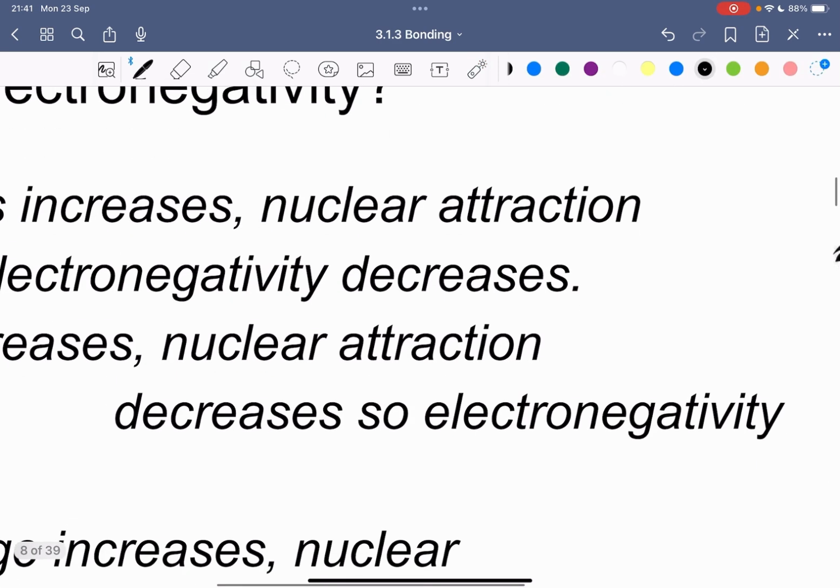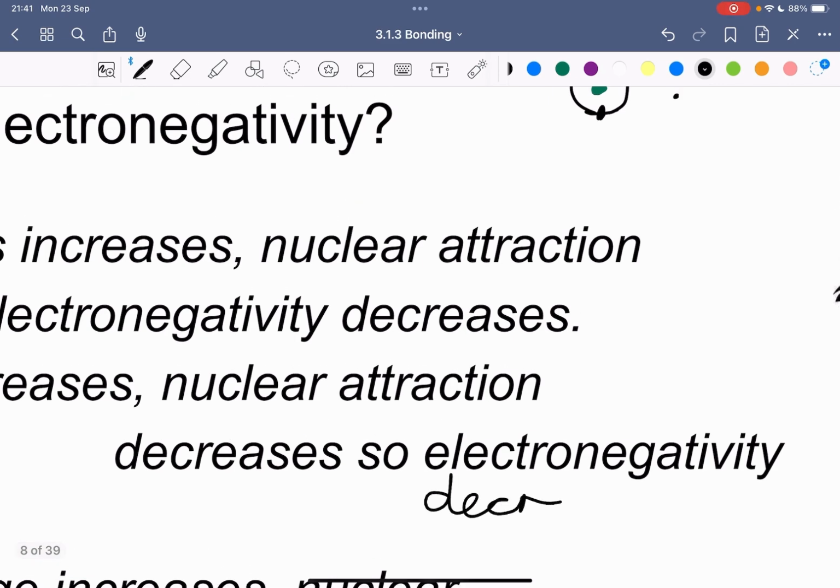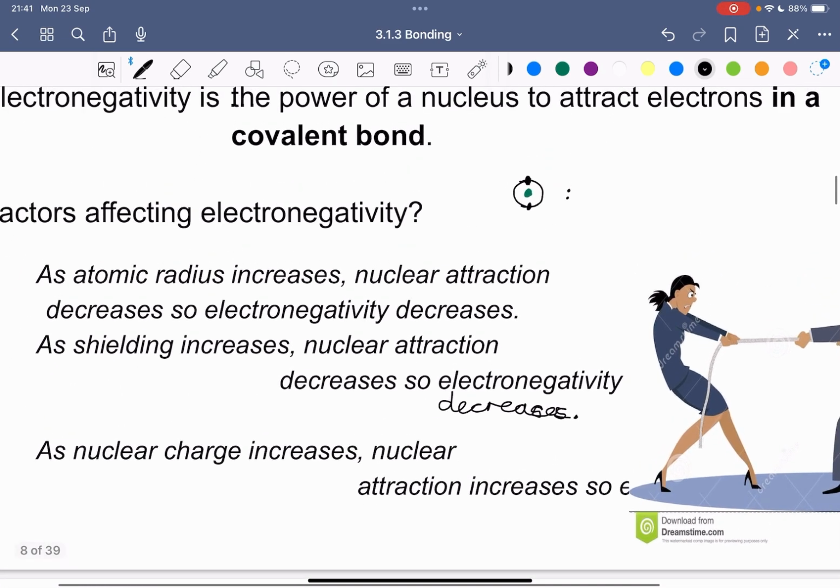One sec, I just realized it hasn't come up on the page. And as nuclear charge increases, nuclear attraction increases. Once again, it hasn't shown up, one sec.